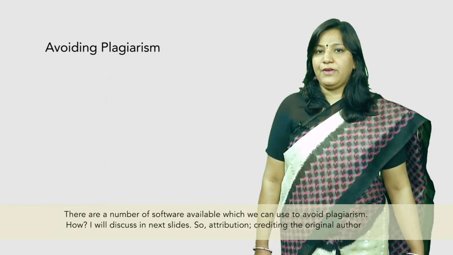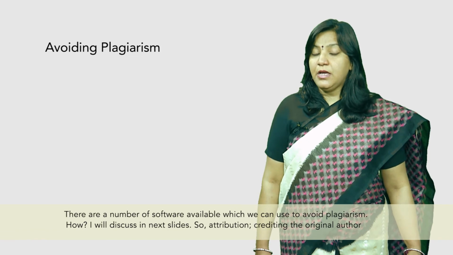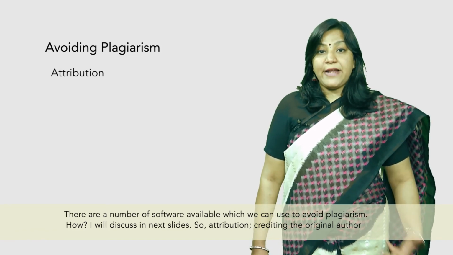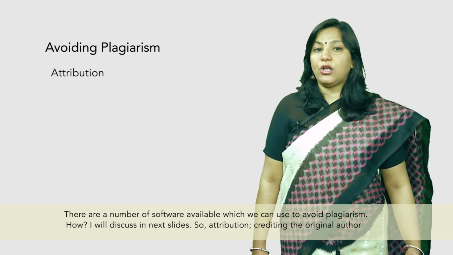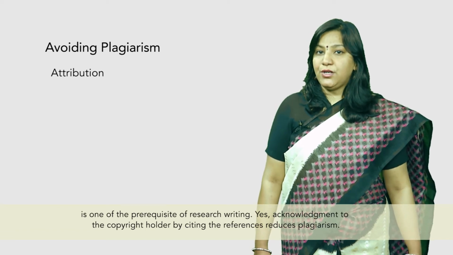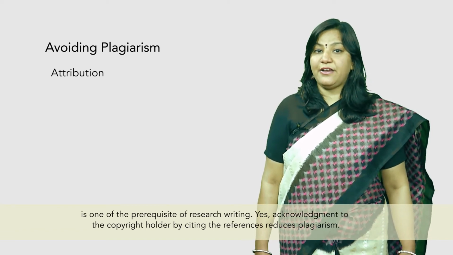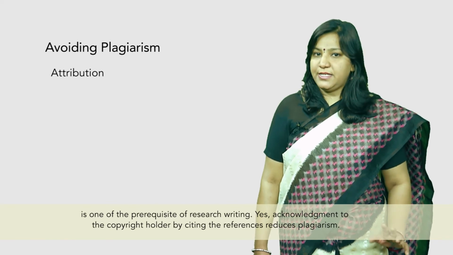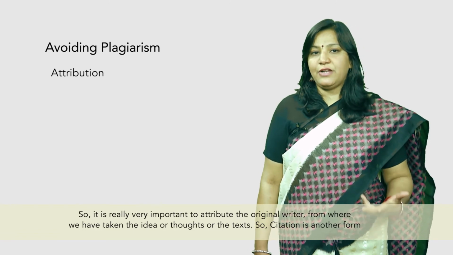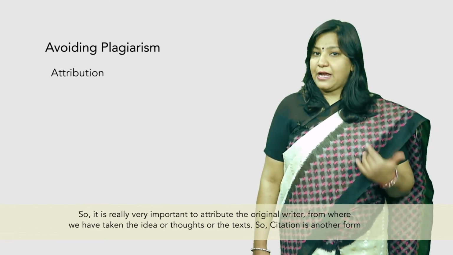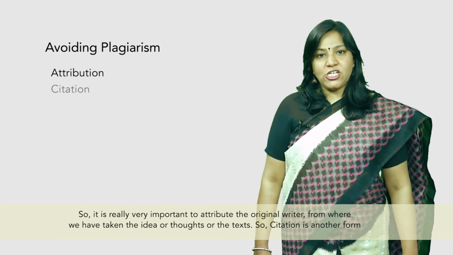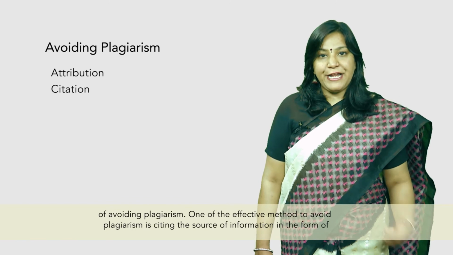There are a number of software tools available which we can use to avoid plagiarism. I will discuss them in the next slides. So attribution, crediting the original author, is one of the prerequisites of research writing. Yes, acknowledgement of the copyright holder by citing the references reduces plagiarism. So it is really very important to attribute the original writer from whom we have taken the idea, thoughts, or text. Citation is another way of avoiding plagiarism.